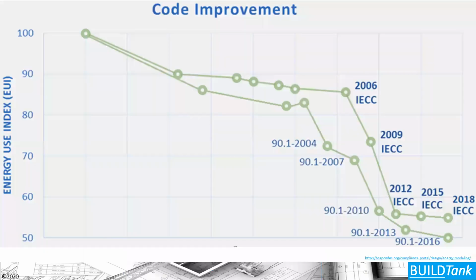So let's look at the cycles of the code real quick and understand what has happened with the codes over time. The first thing to understand is that the 2006 IECC is a reference point. It is the reference point that all codes are being compared to, and things like the ResNet HERS Energy Rating Index are referenced off of the 2006 IECC as well.